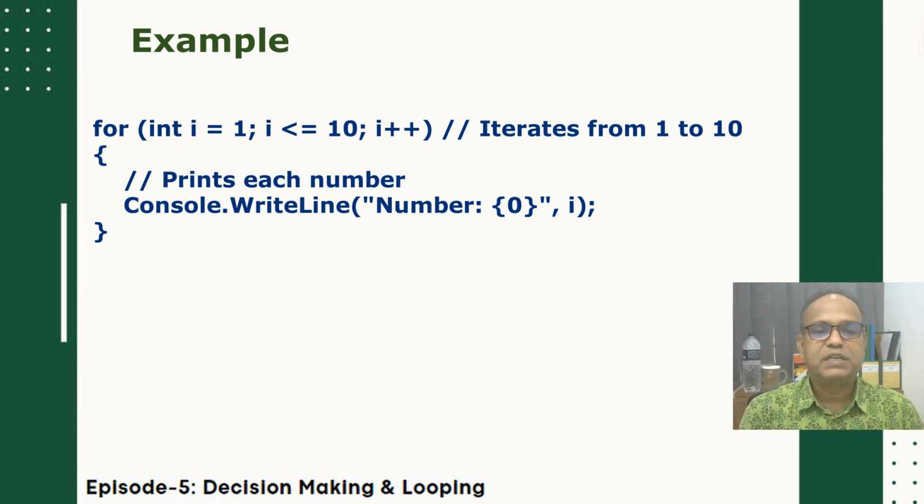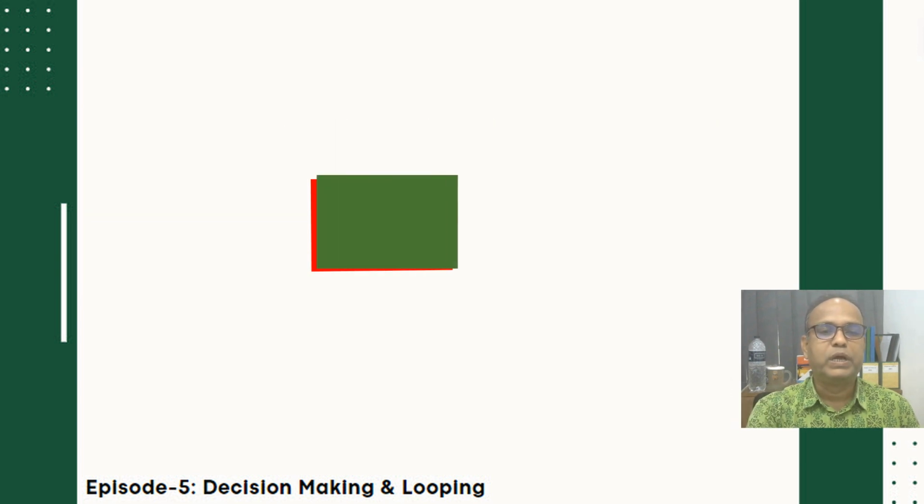The loop counter variable is often an integer, but it can be any data type. The initialization and increment or decrement parts can contain multiple expressions separated by commas. The condition can be any Boolean expression. The break statement can be used to exit a loop prematurely, while continue can skip the current iteration and move to the next one.